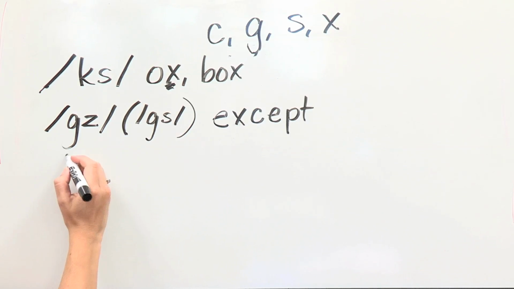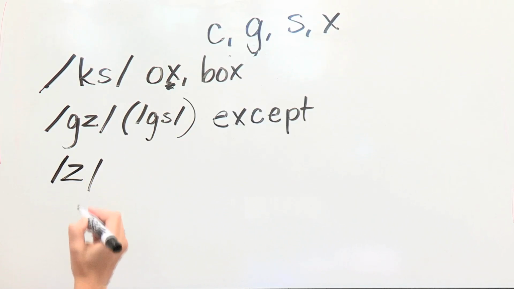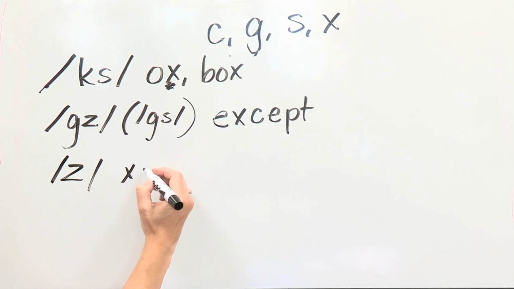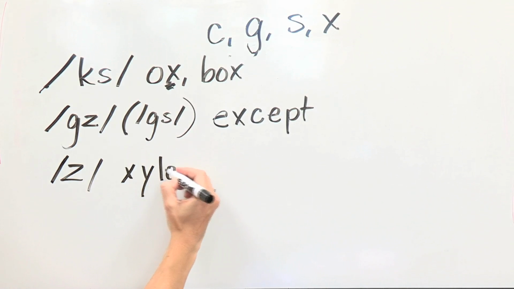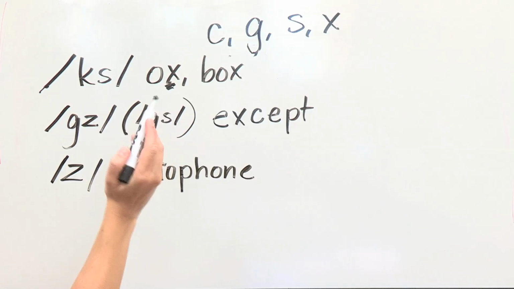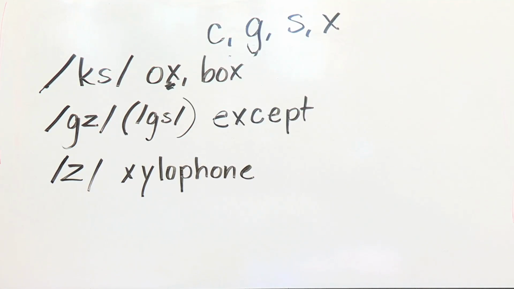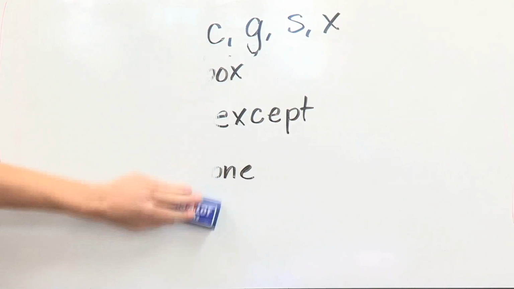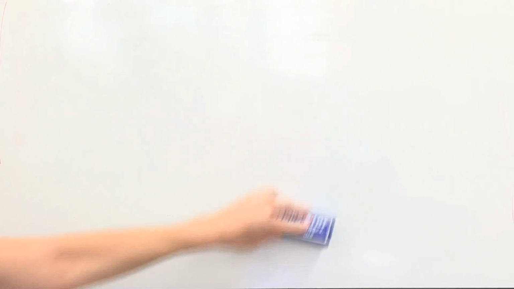And the very last one is it can make the z phoneme, as in xylophone, all right? So the letter X can have three different phonemes that we teach our students. All right, so we're now going to go from consonants back to vowels.